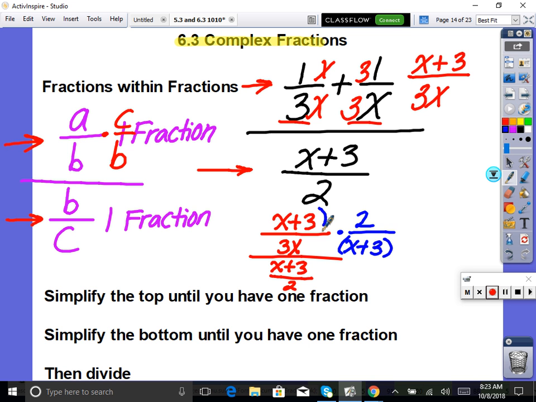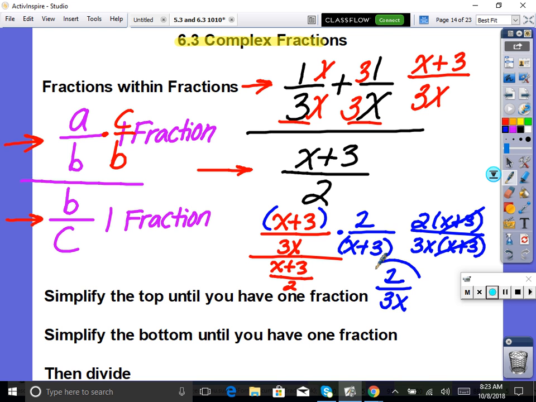So on top, we have a 2. We have an x plus 3. On bottom, we have a 3x. We have an x plus 3. Then we'll divide out exact factors. Isn't that it? So our answer would have been 2 over 3x. So really not that hard, it's just two problems within one.